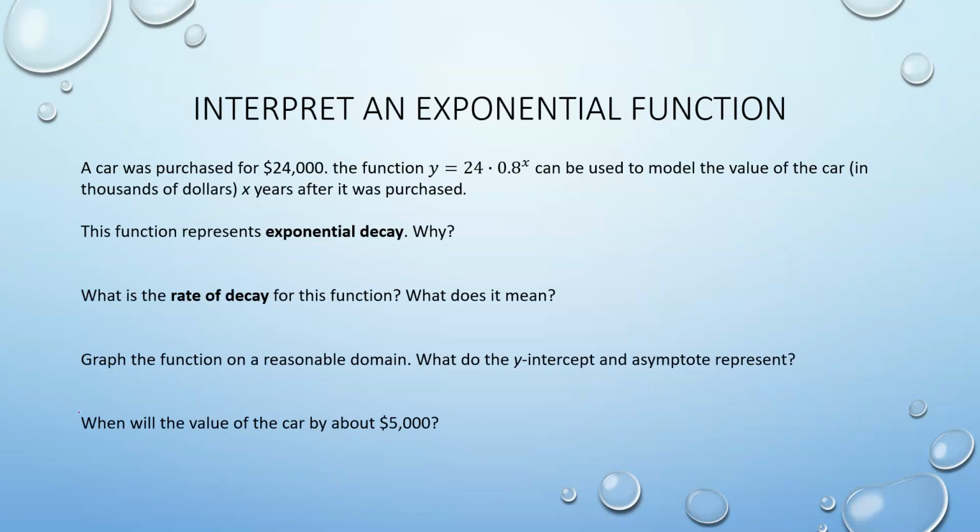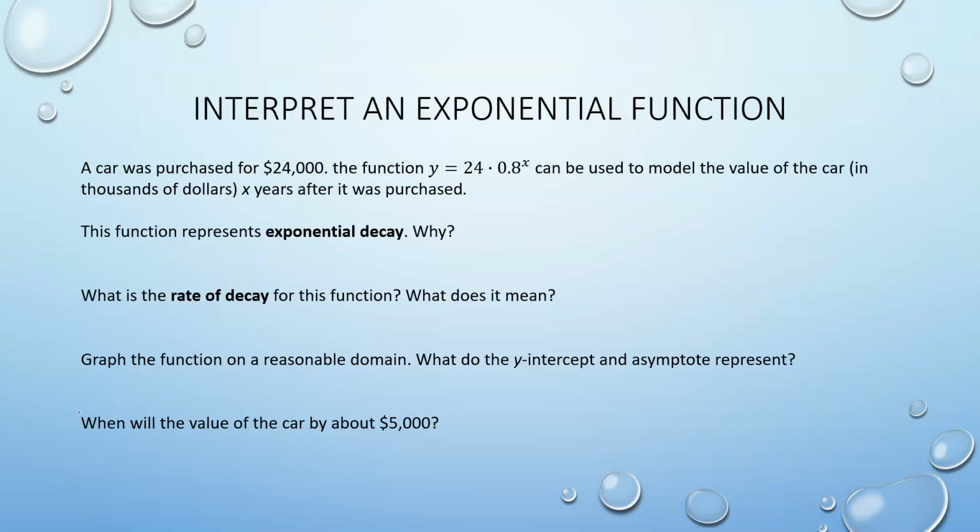Okay, so in this problem, it says interpret an exponential function. A car was purchased for $24,000. The function y equals 24 times 0.8 to the x can be used to model the value of the car in thousands of dollars x years after it was purchased. So again, it's giving me the function, but now they're going to ask me to figure out some things.